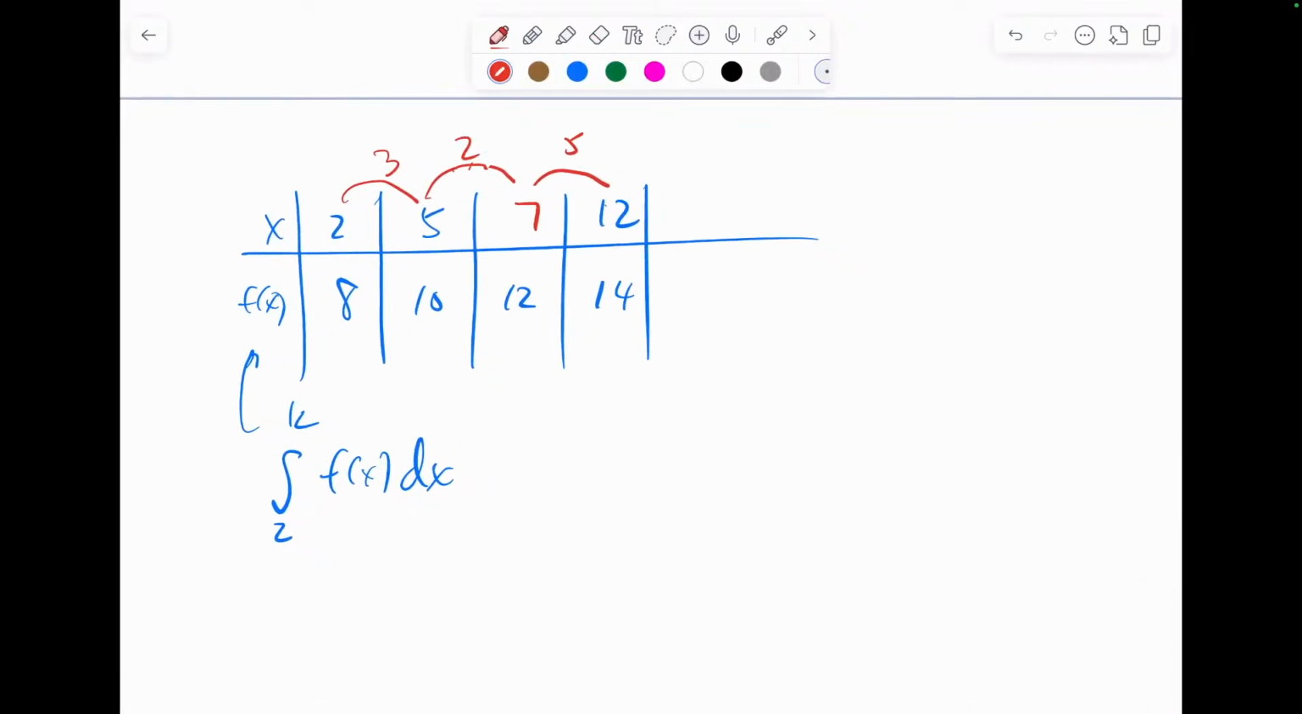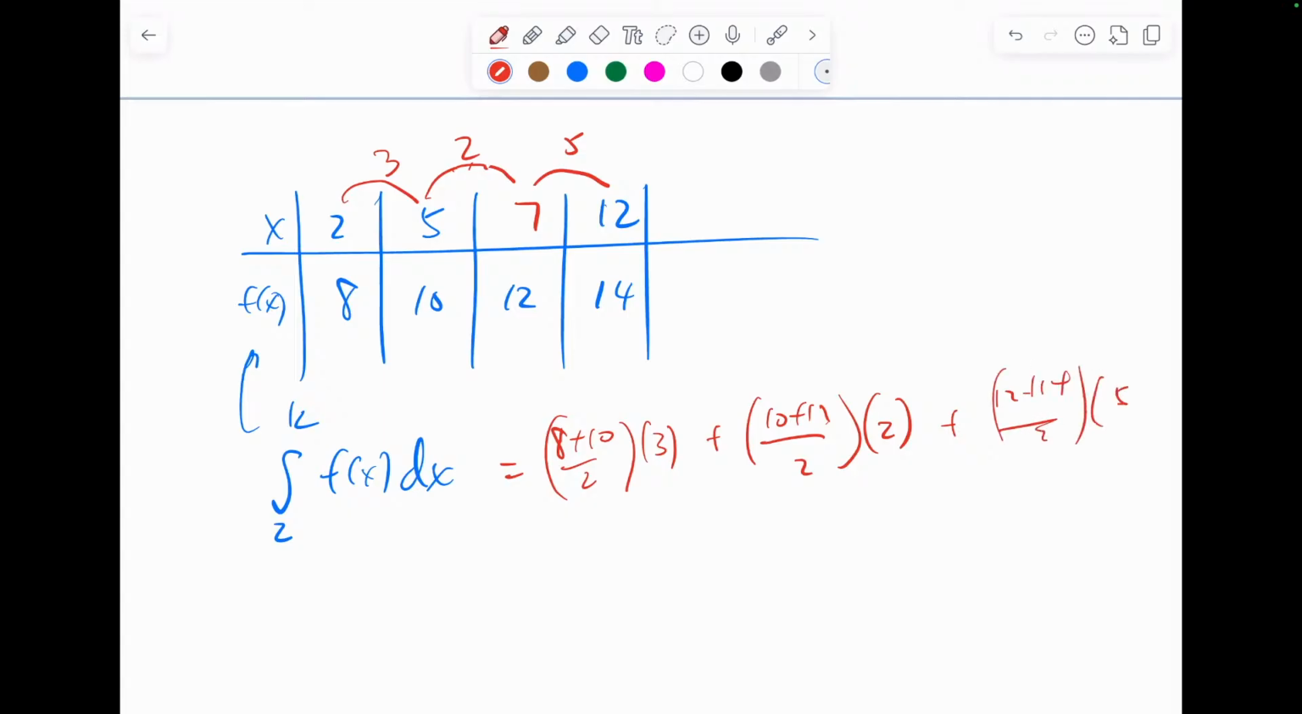So you have to pay attention that they are different lengths, different distances. If you screw up a distance, then everything's wrong. But the AP exam really prefers to have regular intervals. So if it's trapezoid, then you're going to have 8 plus 10 divided by 2 times 3, plus 10 plus 12 over 2 times 2, plus 12 plus 14 over 2 times 5. So this will be a trapezoid.